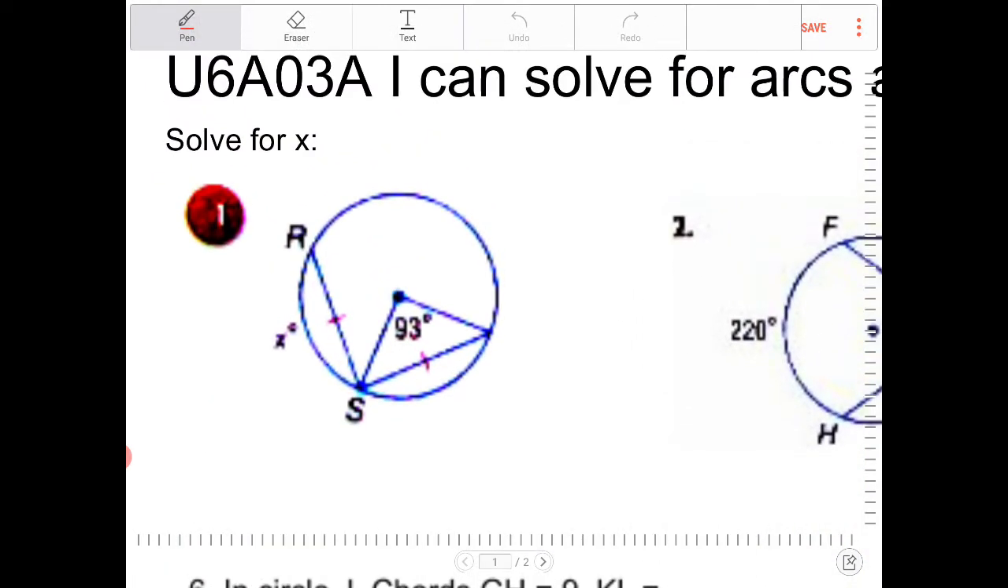Solve for x, question number 1. So x is located over here. I notice that the two chords are congruent. So therefore congruent chords will intercept congruent arcs. And I notice that the central angle there is 93, so therefore the measure of this arc must also be 93. So therefore x must equal 93 degrees.